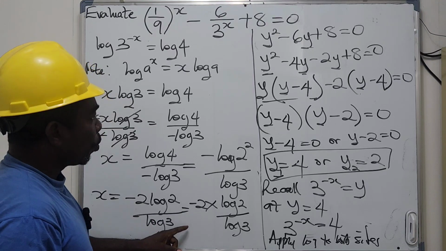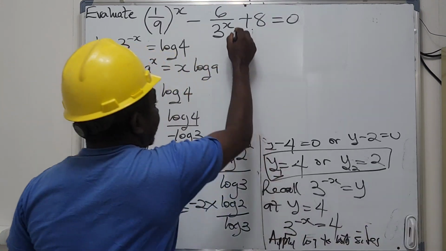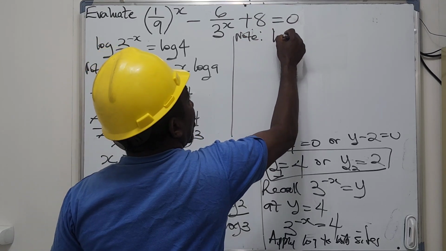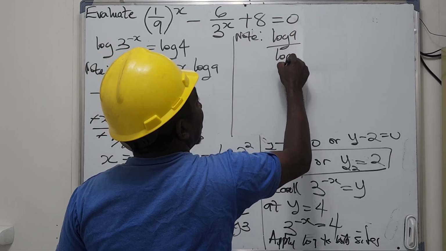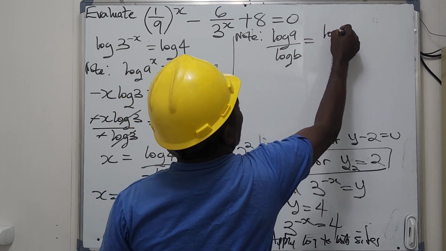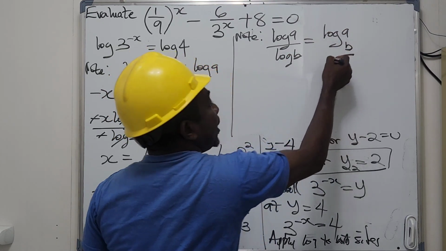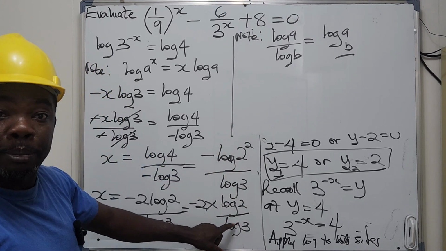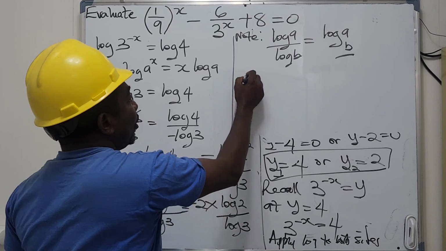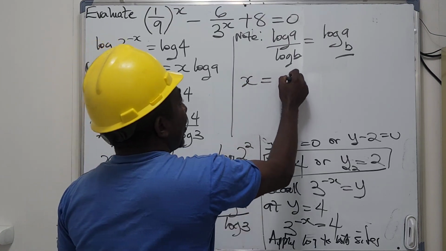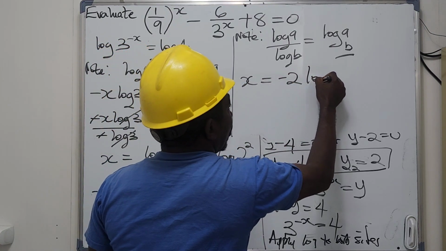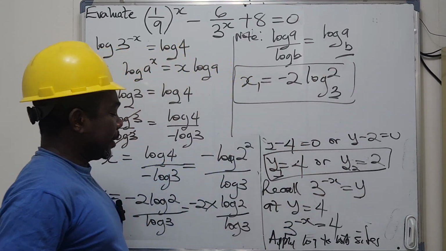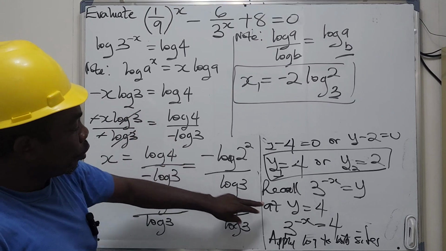So in this case, we recall, note, that when we have log a all over log b, it is the same thing as log a base b. This is a situation of change of base. So in that case, we are going to represent this in that format. So our value of x will be equal to minus 2 log 2 base 3. So this is the first value of x at y equals 4.